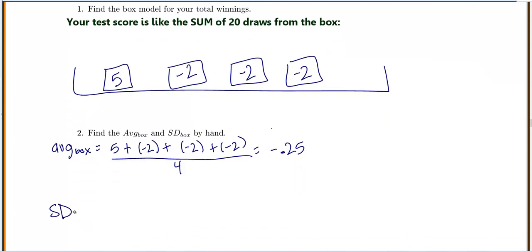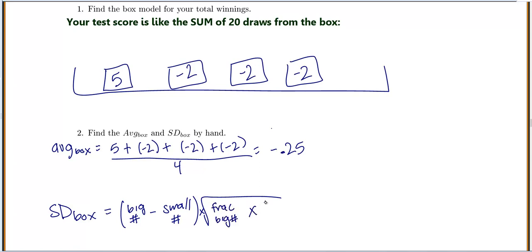And the standard deviation of the box. Notice how there's only 2 different numbers in the box, either 5 or negative 2. So we can use our shortcut here, which is big number minus small number, times the square root of the fraction with the big number times the fraction with the small number. And by this I mean the fraction of the tickets.